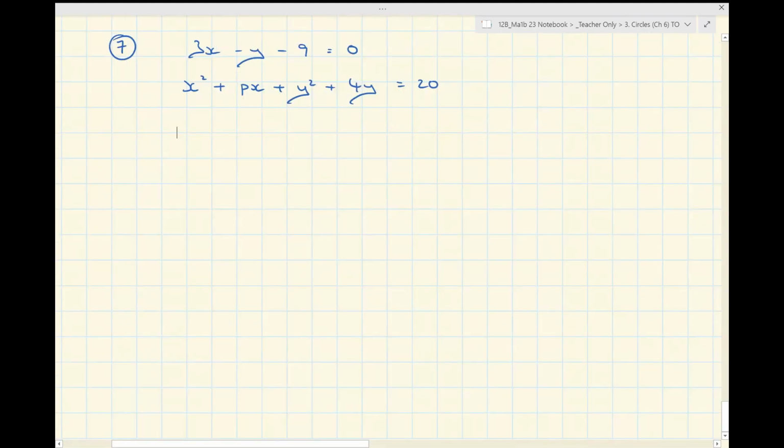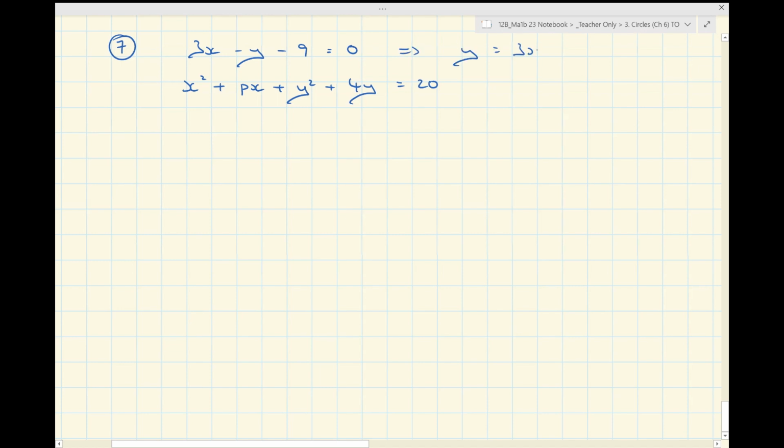Question 7. I've got the equation of a line and the equation of a circle. And I'm told in question 7 that they do not intersect. And I'm asked to show that p lies between two values. So let's start off by imagining we were going to find the point of intersection, and then we'll fix it so that there are no solutions. So if I was going to find the point of intersection, I'd start off by rearranging this formula by adding y to both sides.